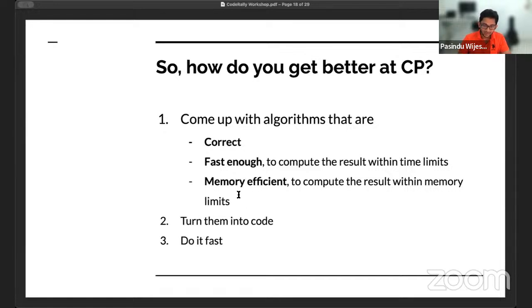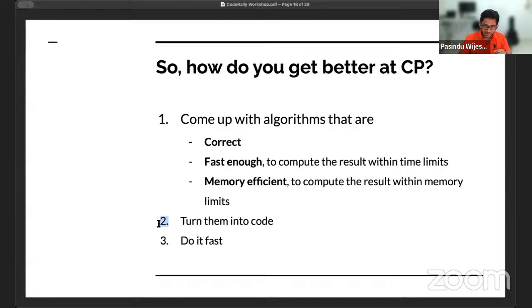And third thing is you need to do it very fast, because in a competitive programming environment, you have to come up with this whole thing, solve the problem, turn it into code, and then submit it very fast, because that's how you score better than other people, typically in general competitive programming competitions. And so these are three areas that you usually need to try and optimize, right?